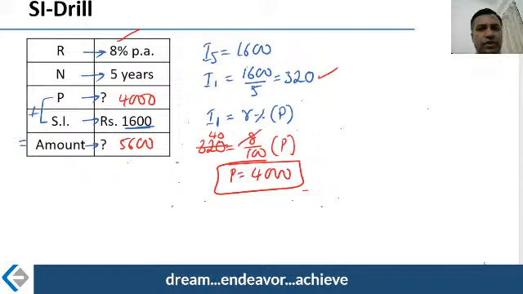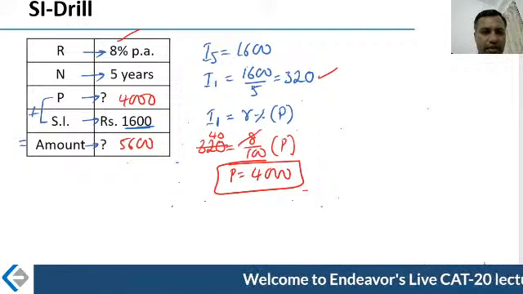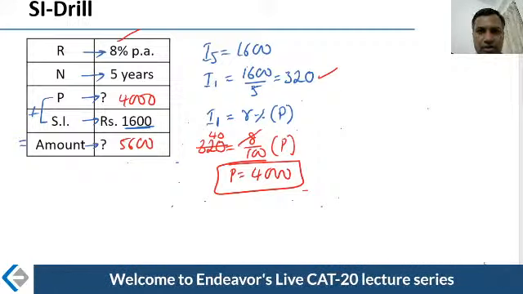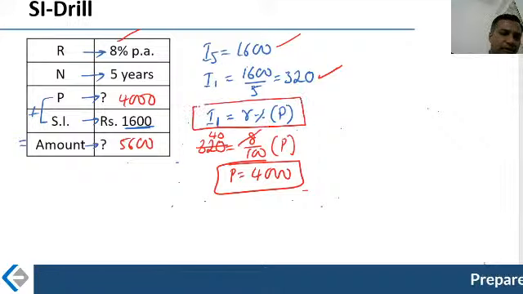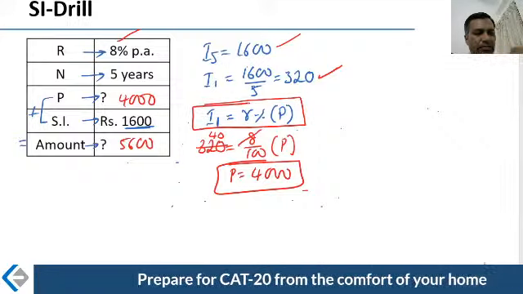So nothing we used. The first concept that we learned is what? Interest for every year is constant in that simple interest scheme. That's what you use there. For 5 years, it was given. We found out per year. Once I find out per year, it becomes a simple truth, that is, interest is nothing but R% of the principal.